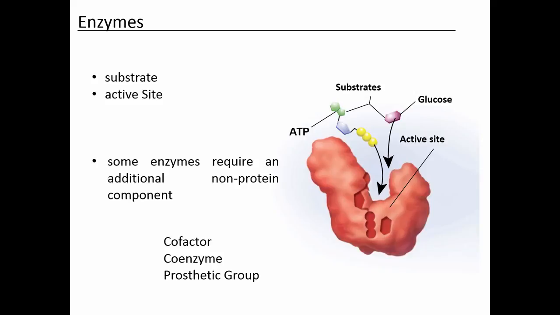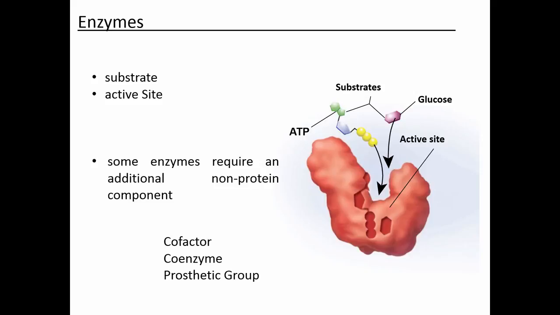And then the active site is simply the site on the enzyme where the substrates bind, and also where the chemical reaction is going to take place. Again, the active site is a region on the enzyme where the substrate or substrates bind, and then the chemical reaction takes place.